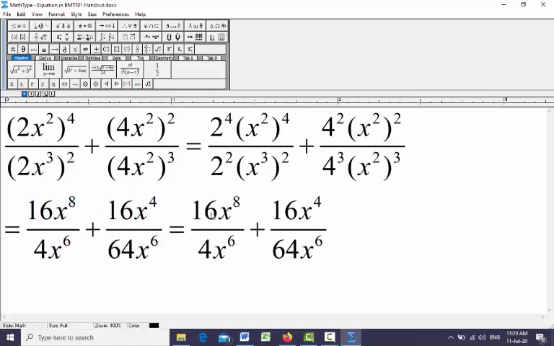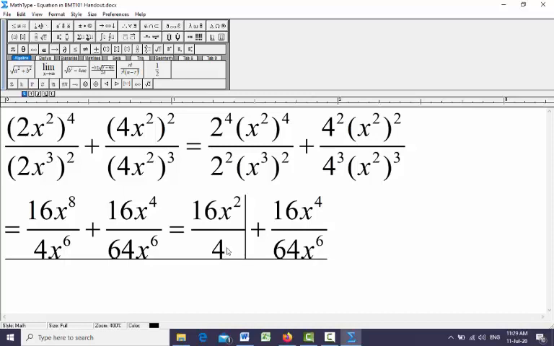Right. So now this 16. First of all, here we have x to the power 8, and here we have x to the power 6. If we apply the process of cancellation, this x to the power 6 will be cancelled out from this x to the power 8, and in the numerator we will have only x square. So it will be like this.